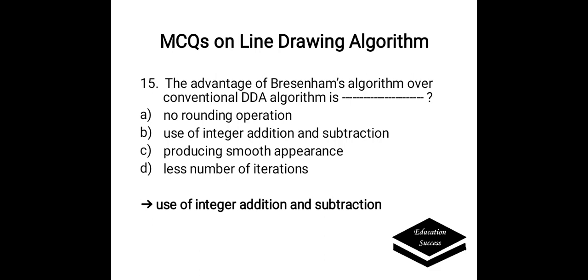The advantage of Bresenham's algorithm over conventional DDA algorithm is: options are A. no rounding operation, B. use of integer addition and subtraction, C. producing smooth appearance, D. less number of iterations. Correct answer is B. use of integer addition and subtraction. This is the advantage of Bresenham's algorithm over the conventional DDA algorithm.